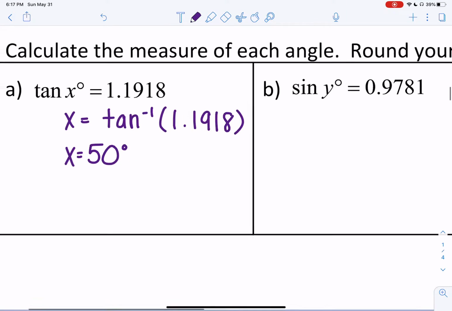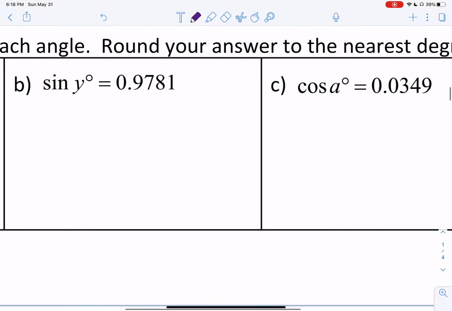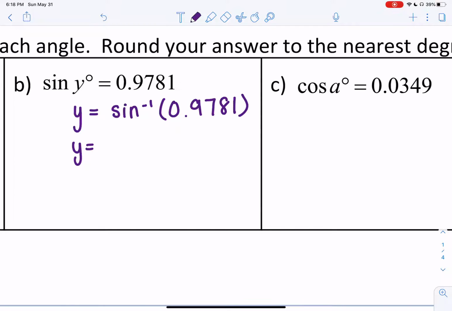So let's try a couple more together. So for this one, we have that sine y is equal to 0.9781. So in order to just get plain y all by itself, I need to undo the sine. So to do that, I use my sine inverse of 0.9781. And when I type that into my calculator, I will get 78 degrees.